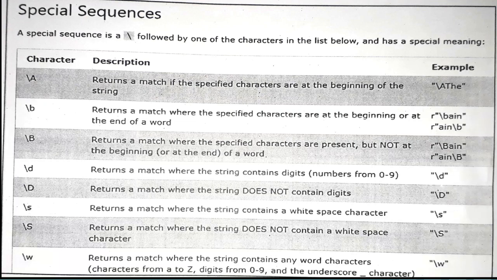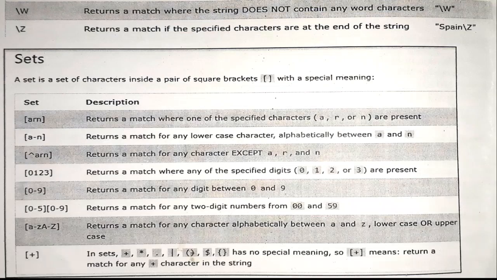After that, next we are having \W. So in this case \W returns a match where the string does not contain any word character. So it performs exactly the opposite operation of small \w. And the last one is \Z, which returns a match if the specified characters are present at the end. So it is similar to the dollar, like we have in the first example, where we wrote Spain dollar. What is the meaning of Spain dollar? The word Spain should be present at the end.